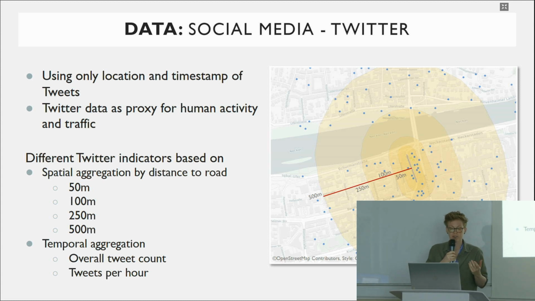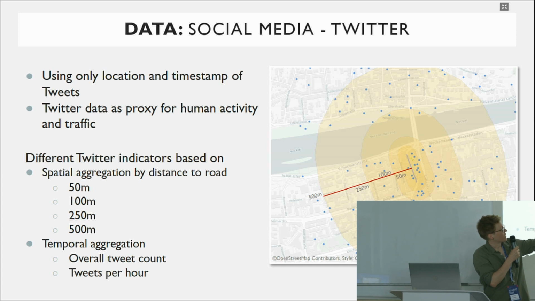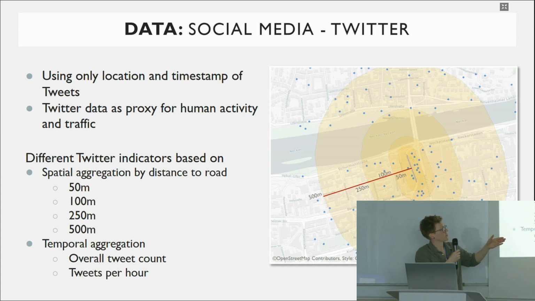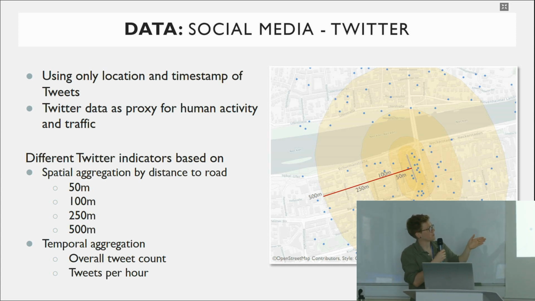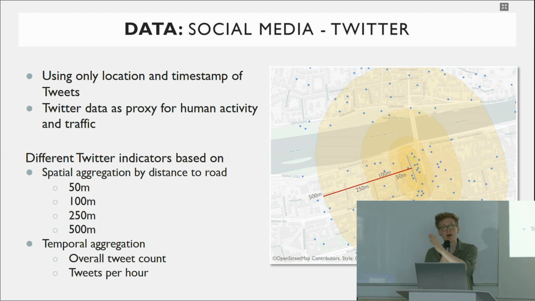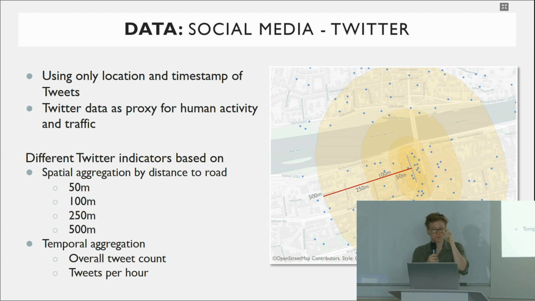So from the Twitter data, we calculated different indicators that are based on different spatial aggregation and different temporal aggregation. Spatially, we look at one street segment, and then we calculate the tweets within a 50-meter buffer, 100-meter, 250, and 500-meter buffer. And regarding the temporal aggregation, we look at all the tweets in the whole time period, and we also aggregate by tweets per hour to retain the temporal information.